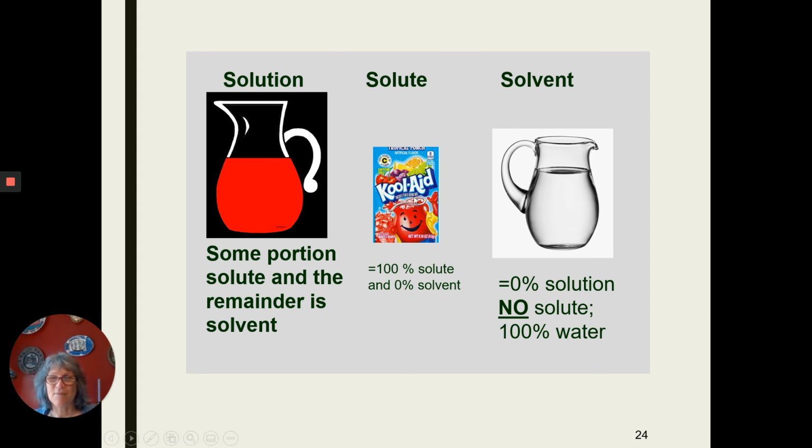Here in my sugar packet, this is 100% solute. There is no solvent in the sugar. Here's my water, my solvent, which has 0 solute. So I would call that a 0% solution. There is no solute. There is nothing dissolved in this water. This is 100% water. Then if I pour the sugar into here, I get a solution.